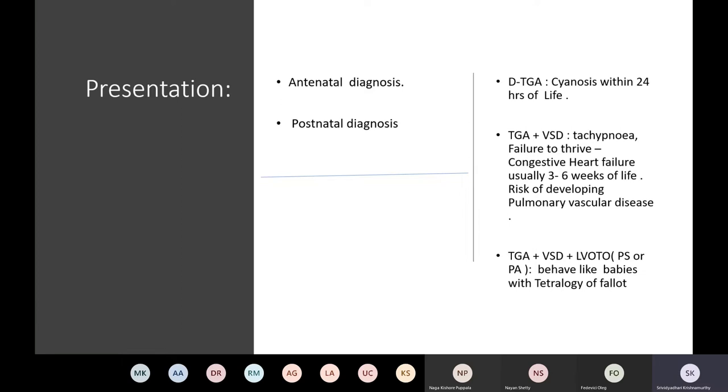Then there's another spectrum of patients who develop outflow tract obstruction, and the most common is obstruction of the pulmonary trunk, which is the left ventricular outflow tract in TGAs. So they can have either pulmonary stenosis or pulmonary atresia, and they present like babies with tetralogy of Fallot, with cyanosis or cyanotic spells, depending on how much mixing is happening and how much pulmonary flow there is. They can also develop failure-like symptoms, like we talk about the pink Fallot.